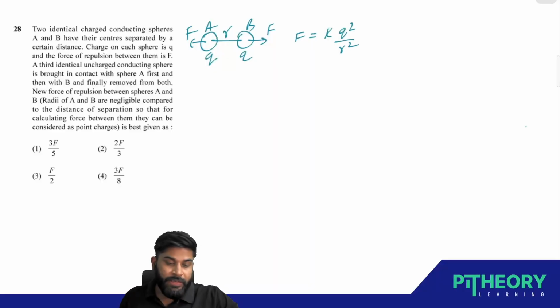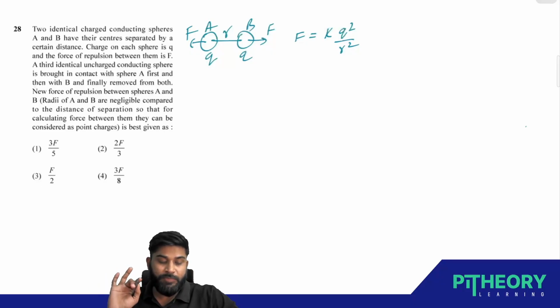A third identical uncharged conducting sphere is brought in contact with the sphere A first and then with B and finally removed from both. What is the new force of repulsion between charged spheres A and B? Radii of A and B are negligible compared to the distance of separation, so that for calculating force between them, they can be considered as point charges. Okay, this new force of repulsion between them, how much is it?